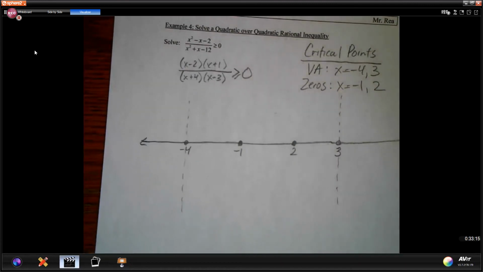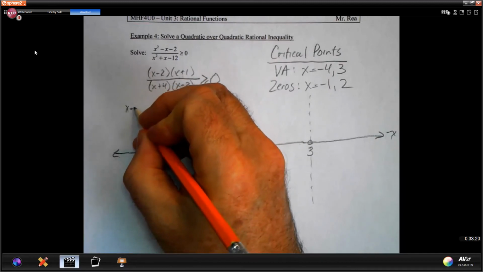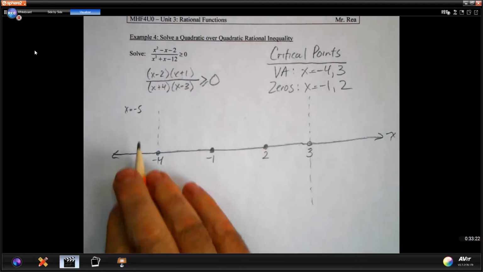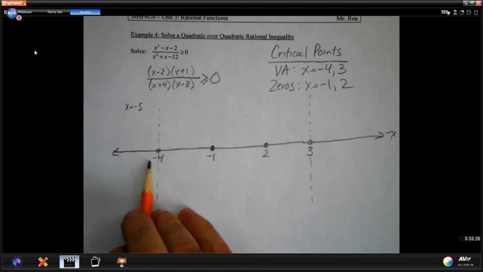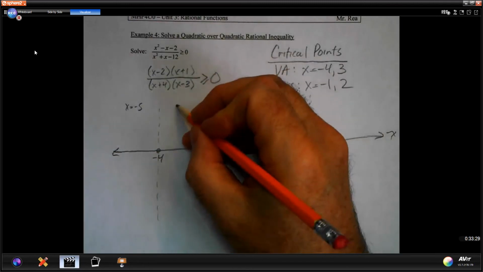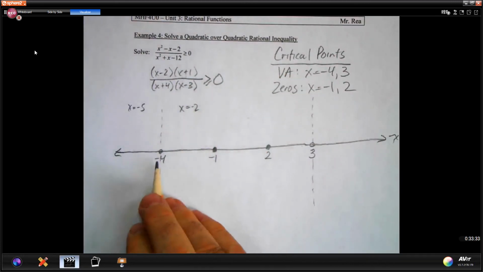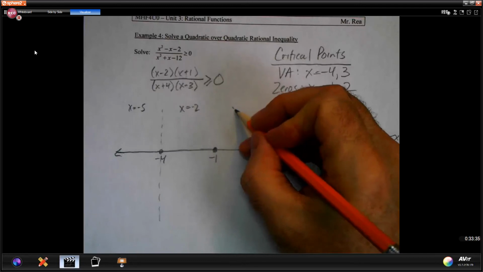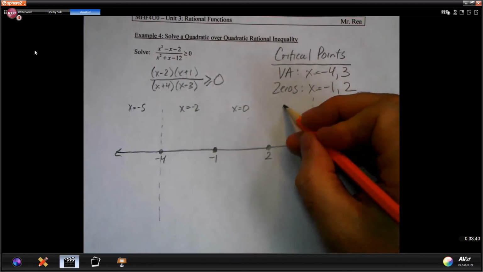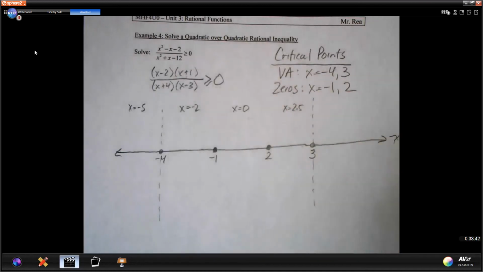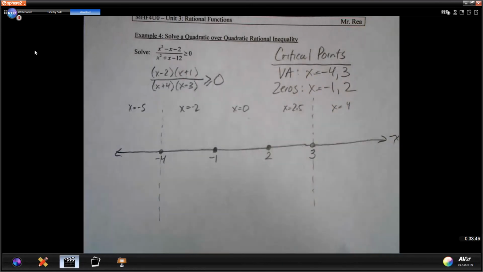So I'm going to set my test values. Again, most of these are pretty arbitrary. X equals -5 for less than -4. The next one could be x equals -2, something between -4 and -1. I'm going to use 0 here for between -1 and 2. This one's a bit more restrictive. Between 2 and 3 is 2.5, and bigger than 3 I'll use x equals 4.